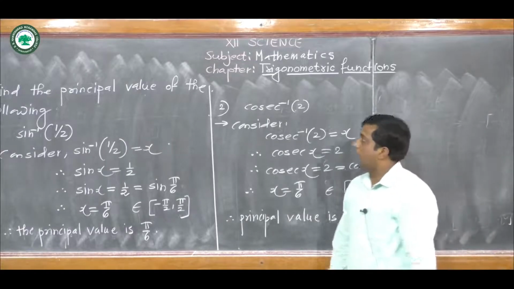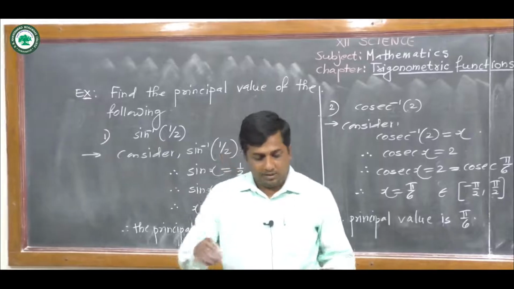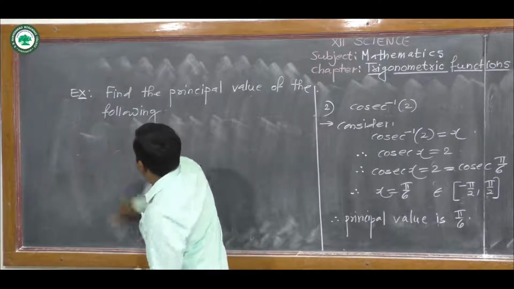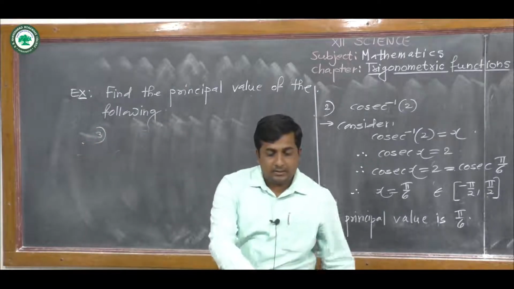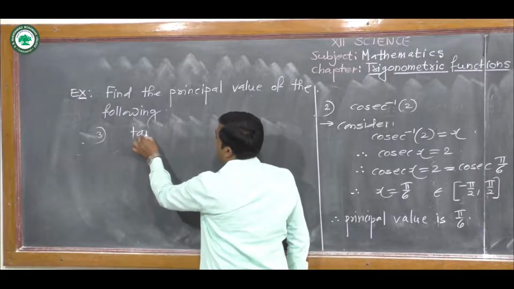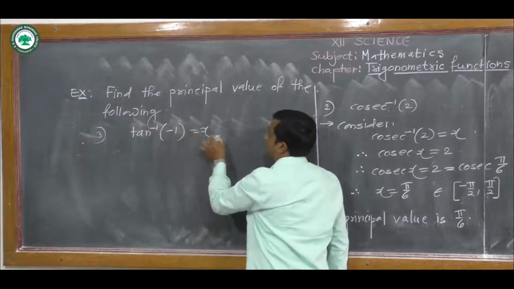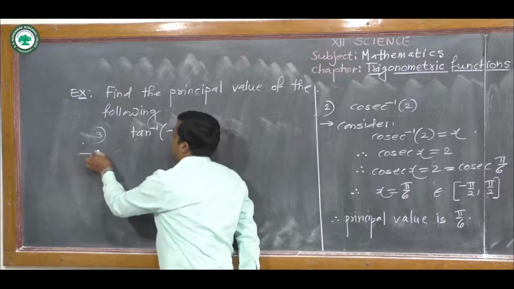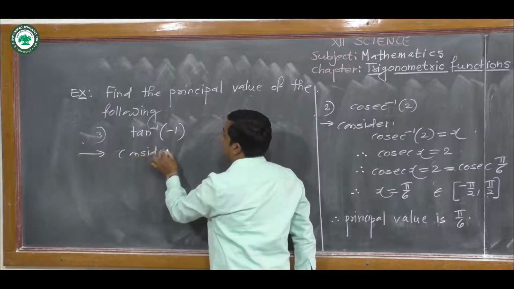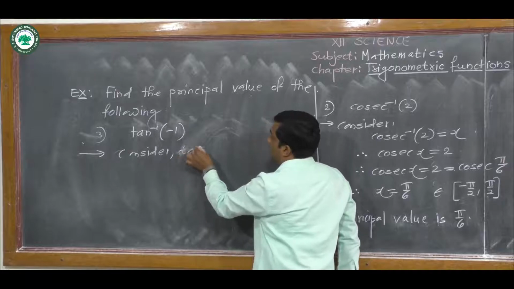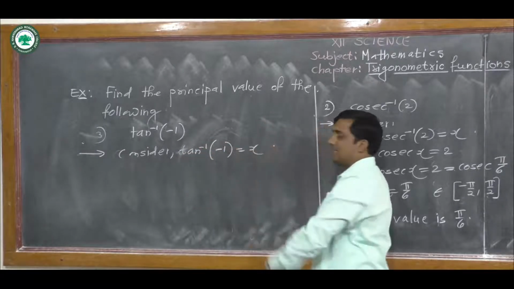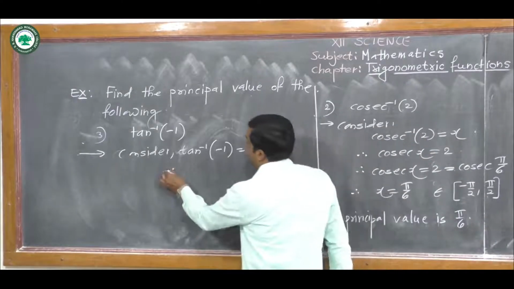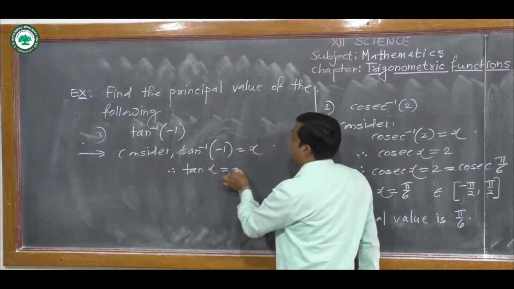Okay, now let's go with our third example. In the third, we consider tan inverse of minus 1. Let us consider this tan inverse of minus 1 as x. Then by using our definition of inverse trigonometric function, I write this as tan x is equal to minus 1.